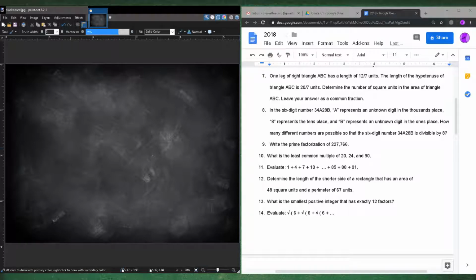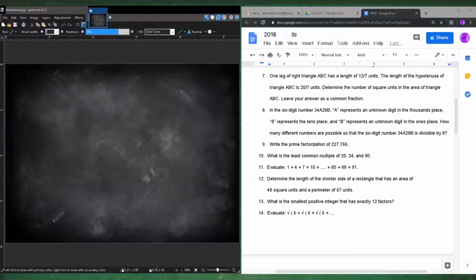So 4 minus 1 is 3, 7 minus 4 is 3, 10 minus 7 is 3, 88 minus 85 is 3, 91 minus 88 is 3. You don't have to check all the terms, but I'm just saying that they're all a difference of 3, so it is an arithmetic sequence.